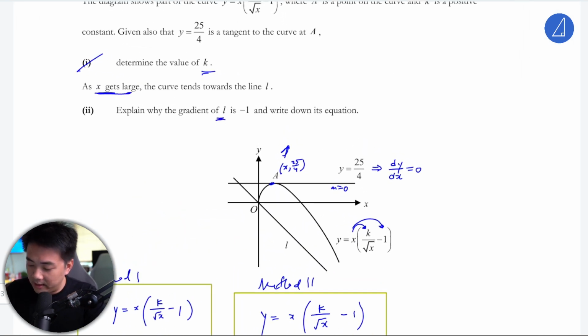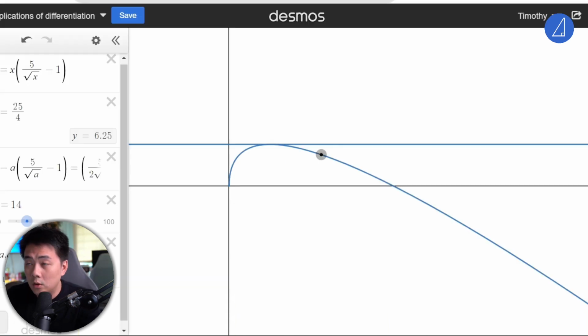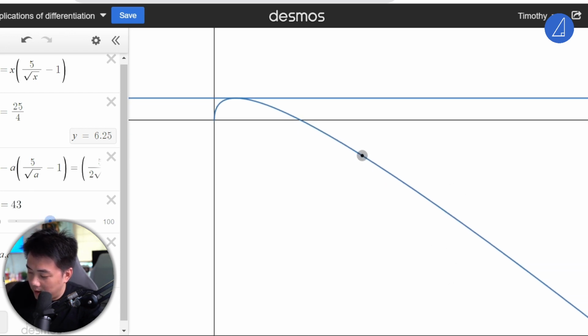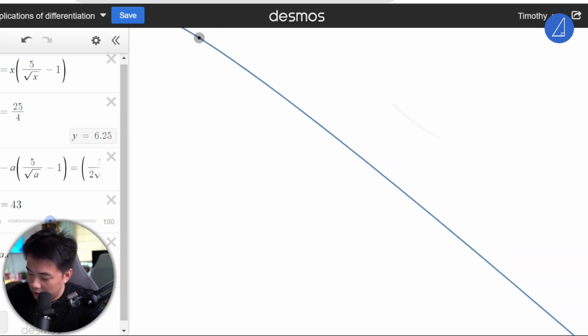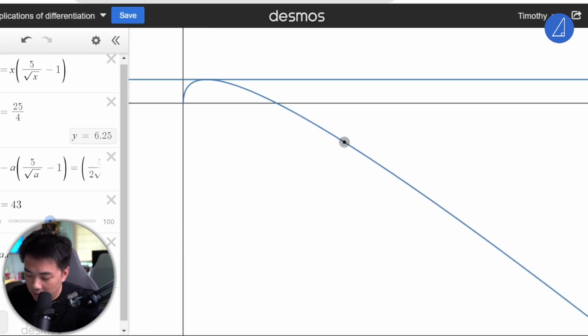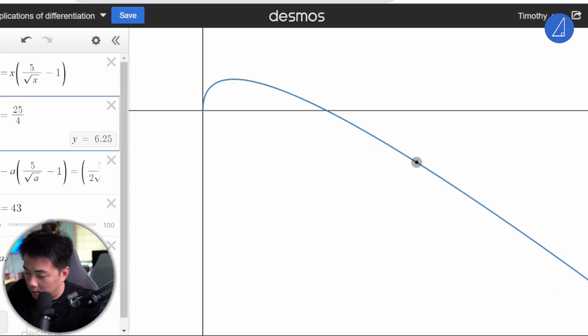Okay, as x gets large, the curve tends towards the line L. So as x gets large, meaning to say, let me show you what it means. Okay, on Desmos. So what happened is essentially, if you think about it, if x goes to very large, this is a point on the curve here, right? So this is a y, and this is the point on the curve. So as it increases very large, you could see that actually it tends to a slope, right? It looks like a straight line here, right? So let me just switch off y, because that's not part of the thing.